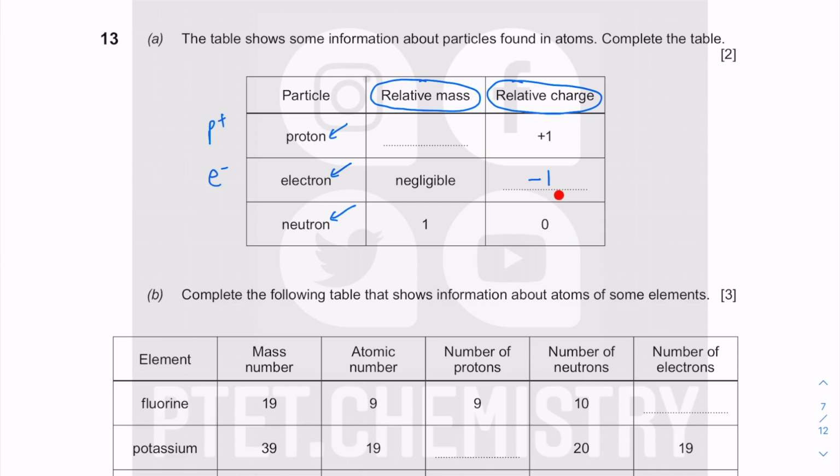The relative charge is -1. Proton and neutron have the same mass, so the ratio of their mass is 1:1. It's not +1, it's just 1 because it's not a charge. This is negligible. Negligible means you can ignore it, but typically this is what we will write down. Electrons are about 2000 times lighter than protons and neutrons. Lighter means lower mass than proton or neutron.